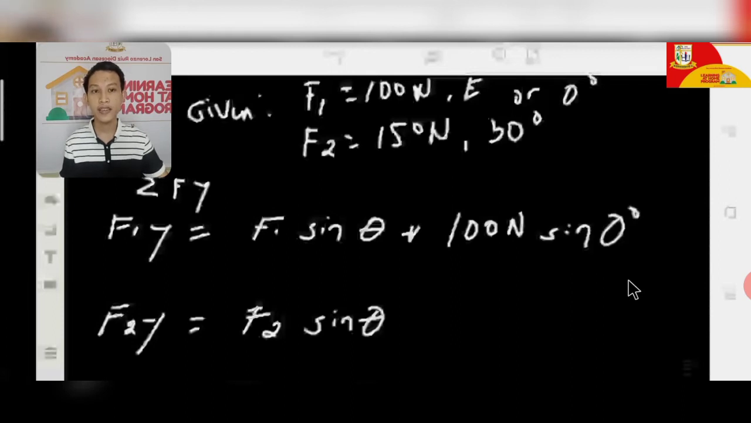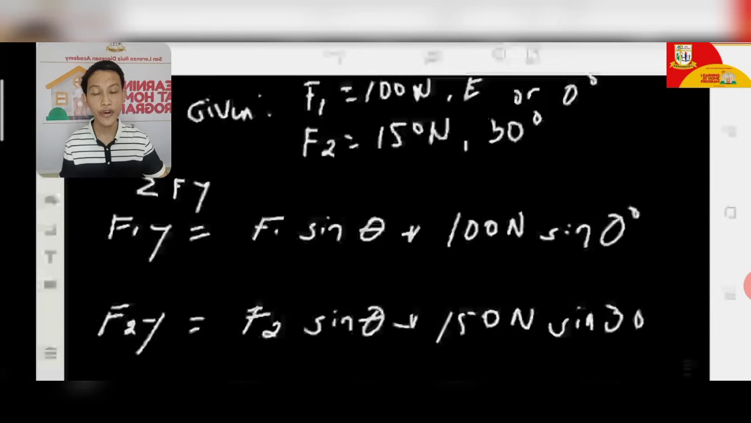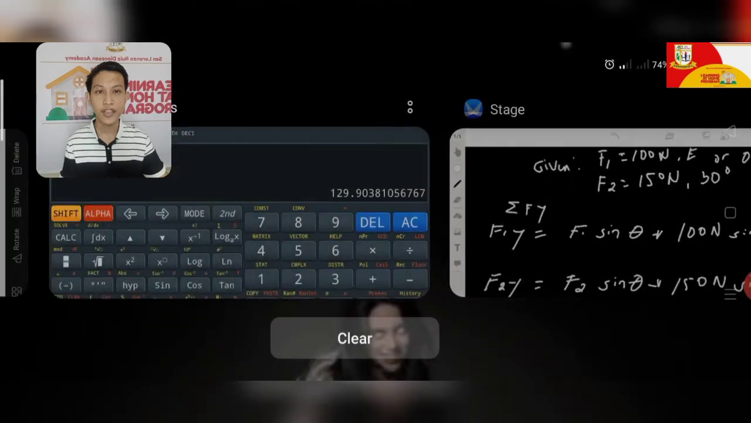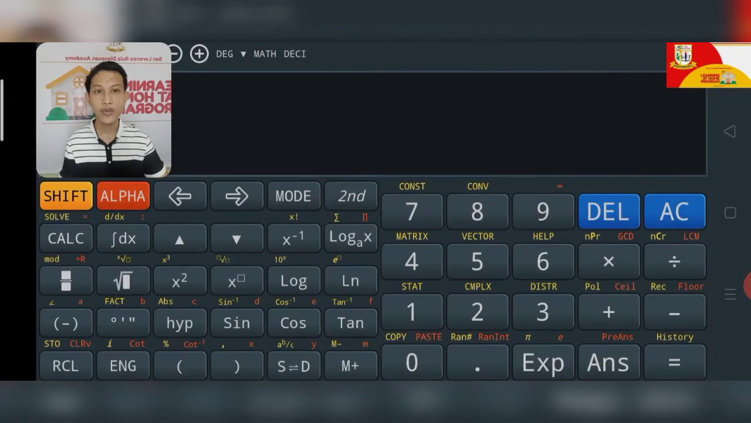Okay, and then we have 150 newtons sine 30 degrees. And then we will use the calculator to calculate the two values again. So we have here, okay, our calculator, type 100 sine 0 degrees, and that will give you a 0. Okay, and then we have 150 sine 30 is equal to 75.